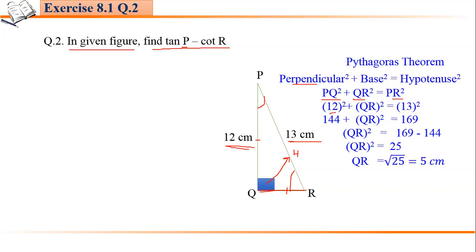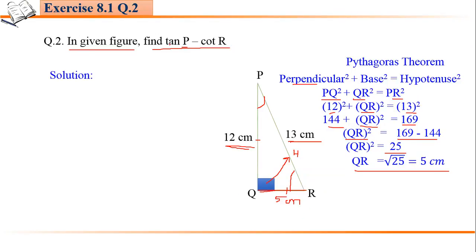PQ is 12 square plus QR that we have to find, is equal to 13 square. So 12 square is 144. This we have to find, and 13 square is 169. So from here QR square will be equal to 169 minus 144. QR square is 25 and QR is root 25, that is 5 centimeter. So this is how we are calculating by using the Pythagoras theorem. We'll find the value of this base here, that is QR.